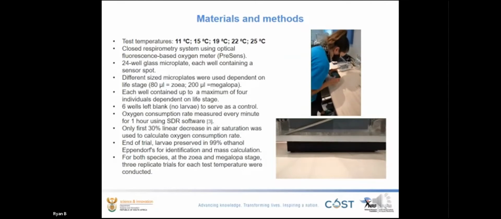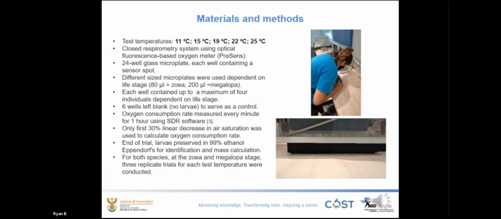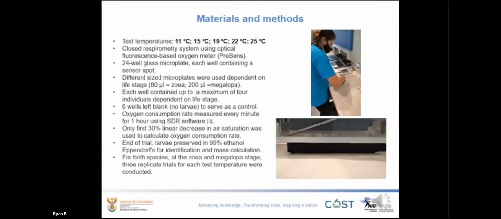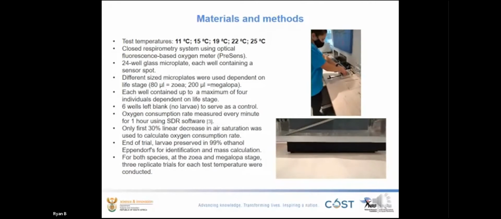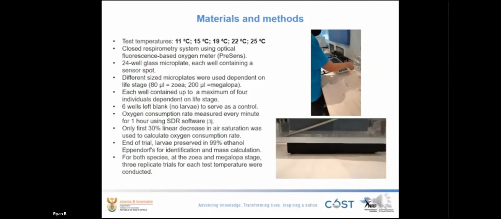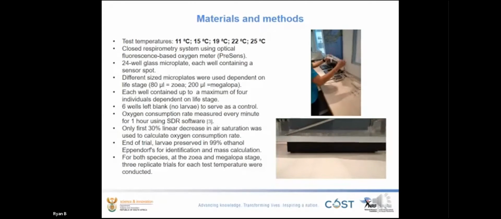Oxygen consumption rates were measured using an optical fluorescence-based oxygen meter. A closed respiratory system was utilized where up to 4 larvae, depending on their size and life stage, were placed randomly in 18 individual sealed 80 microliter or 200 microliter wells containing filtered seawater within a Loligo Systems 24-well glass microplate. Each well on the microplate contained a non-invasive sensor spot affixed to the bottom, which are read through the transparent microplate by an optical fluorescence oxygen 24-channel SDR connected to a laptop running the SDR software. The remaining random 6 wells were left blank, containing filtered seawater serving as a control for background respiration.